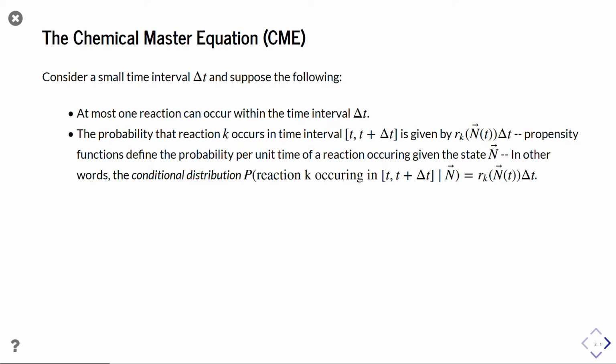You could formulate this in terms of conditional distributions by saying that the probability of reaction K occurring in the time interval t to t plus delta t given the state vector n is equal to the propensity function evaluated at the state vector n times delta t.